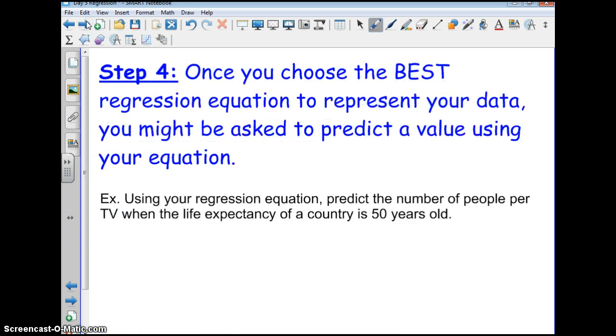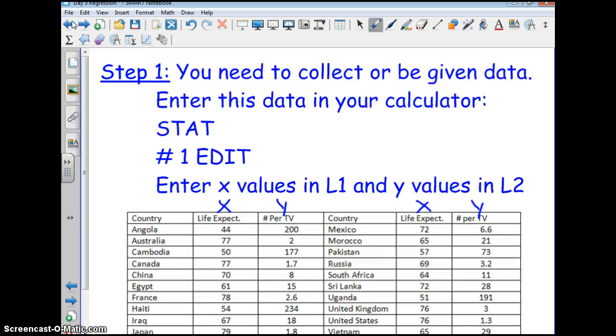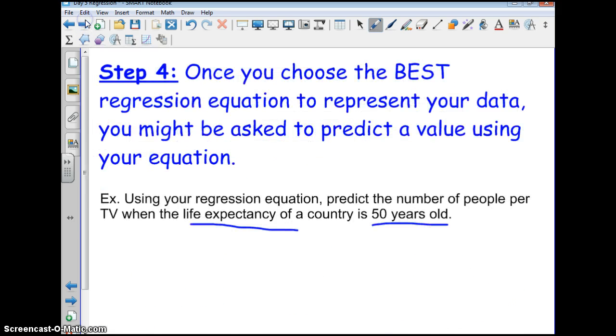All right. So step 4, once you choose the best regression equation, which for us was quadratic, you might be asked to predict a future value. For example, in this question it says, using your regression equation, predict the number of people per TV when the life expectancy of a country is 50 years old. If you look back at our data, life expectancy was our X value. So basically all it's saying is, when X is 50, what's Y?